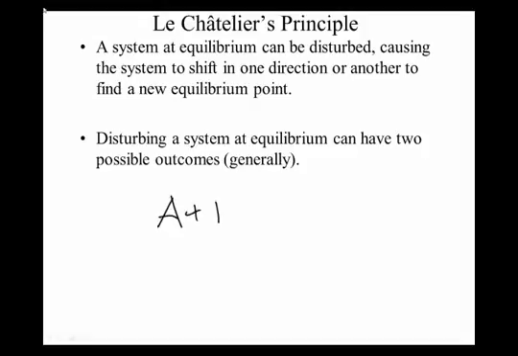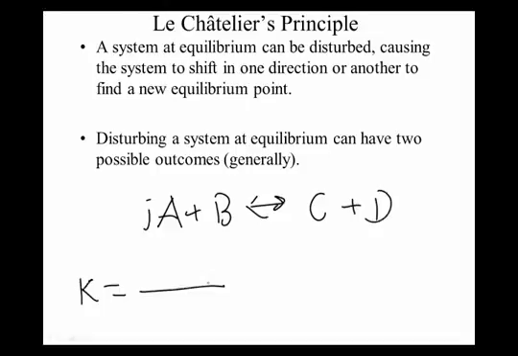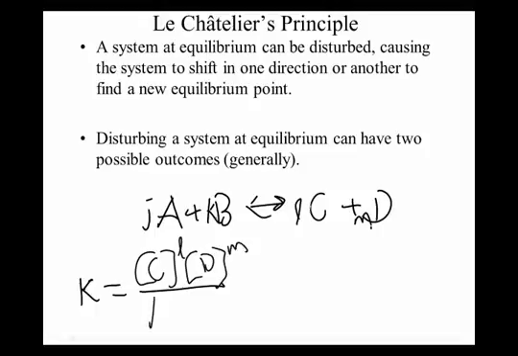I'm just going to do my generic A, B, C, D thing. And remember, K equals, so if it's J, K, L, M, C to the L, D to the M, over A to the J, and B to the K.